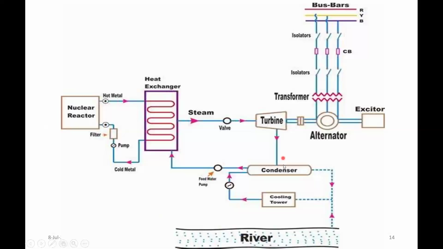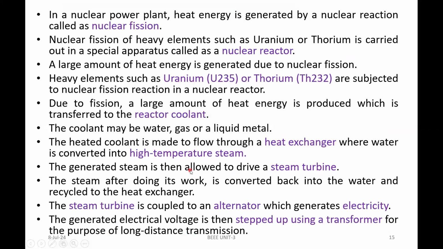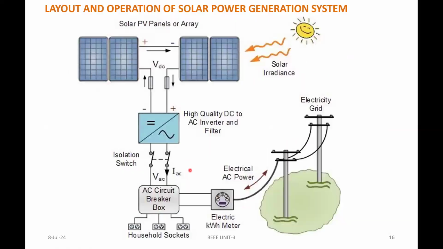Some amount of water goes back to the condenser and cooling tower, and some is taken from the river. We can use some water inside the cooling tower. It can recycle that steam. Again, it converts that steam to water droplets, and again it is poured into the river. It's a recycle. Yeah, this one is it. This is a brief description of a nuclear power plant.